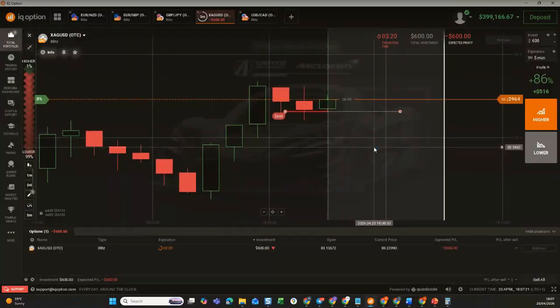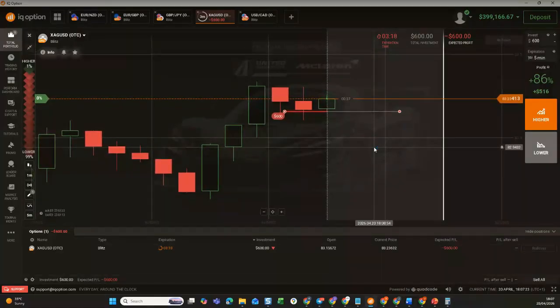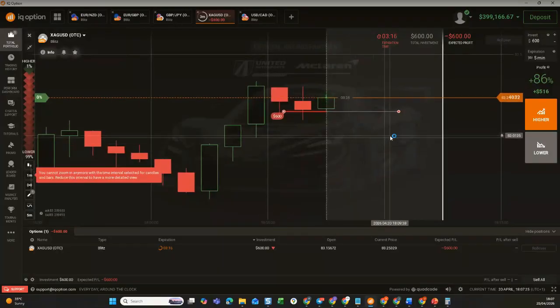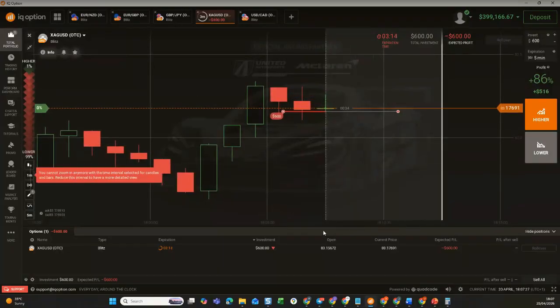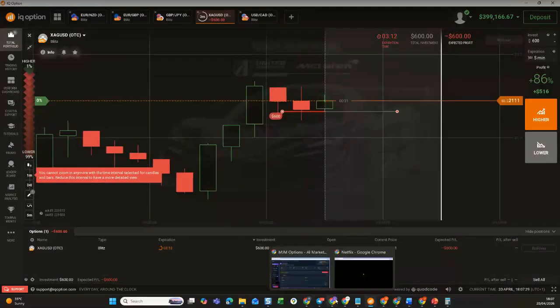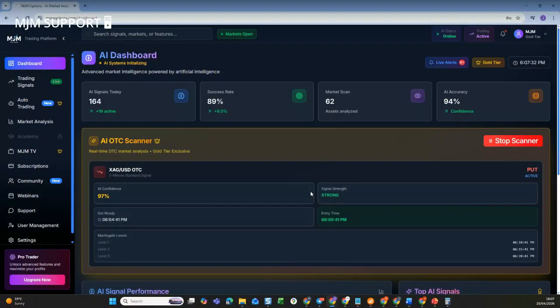Okay, so for those who just came in, how do you get access to the AI? That is very, very simple. It takes just a few steps, and it is just 3 steps. The first step is for you to register on mgmoptions.com. That's the very first step. Register on mgmoptions.com.